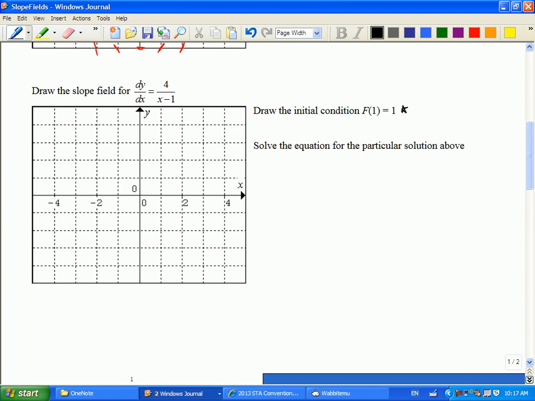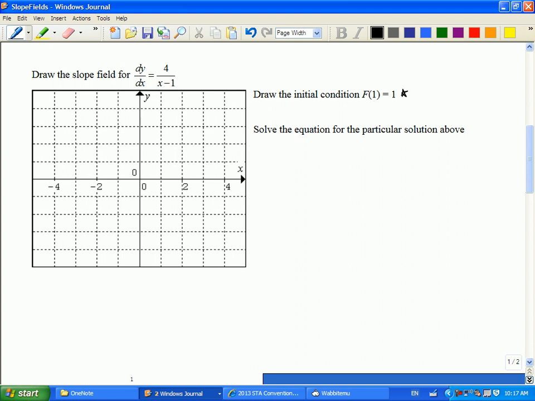There's nothing wrong with making a little x and y table if that helps you get going, but I'll probably just do a couple here. So x equals 0, then I'd have -4. So this would be a fairly steep negative.